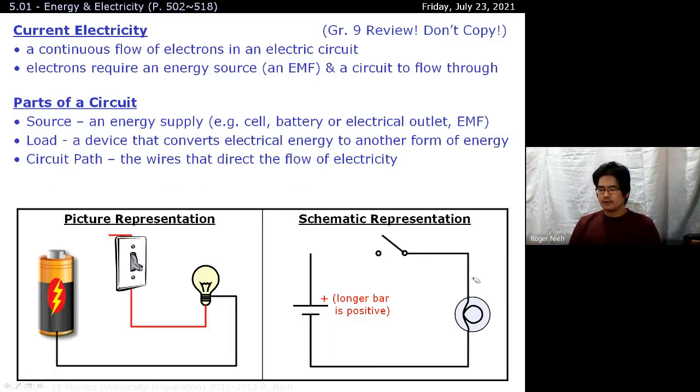And to control the flow in the circuit path, we'll include a switch. Right now, with the switch open, you'll notice there's no full path for the electrons to flow, and that's why the light bulb remains off. But the moment that you close the circuit, now the electrons are able to flow.